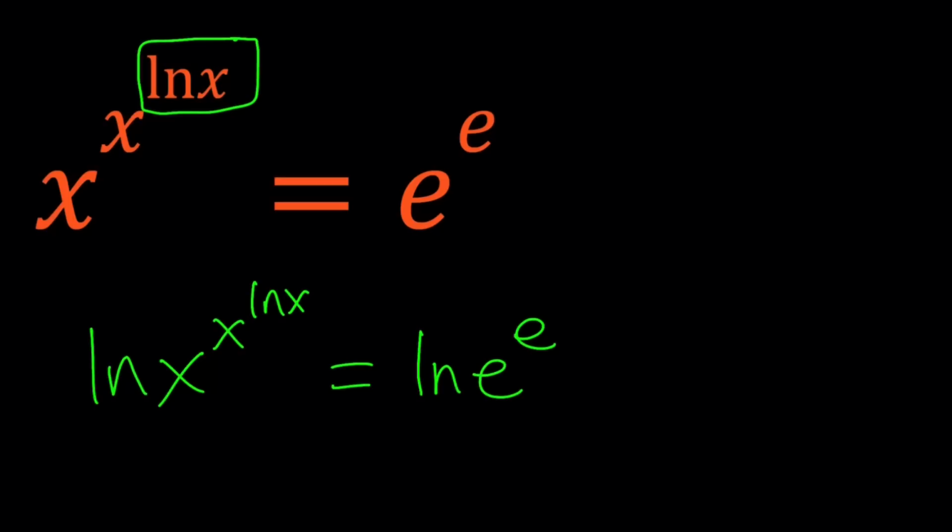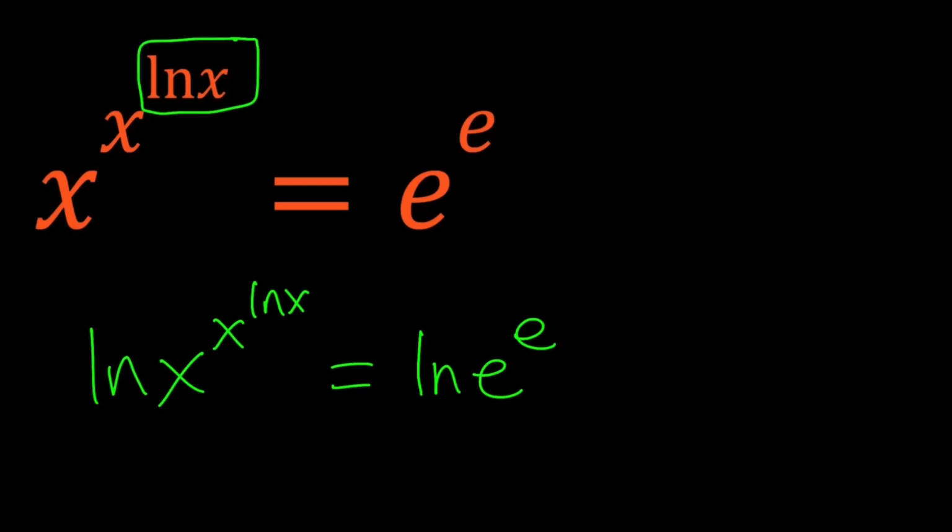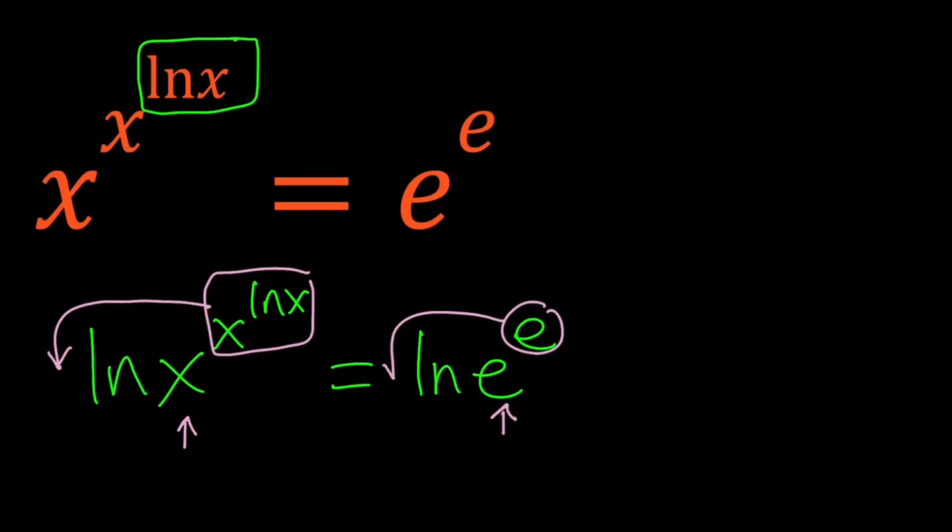So what happens when you log both sides? The exponent, you can bring it down. But what is the exponent here? We have two exponents. What is the exponent for the base x here? And what is the exponent for e? It's e. So we're going to move those to the front. Let's go ahead and do that. You know that we have a power property of logs, which is super helpful. So if you have ln of a to the power b, that can be written as b times ln a.